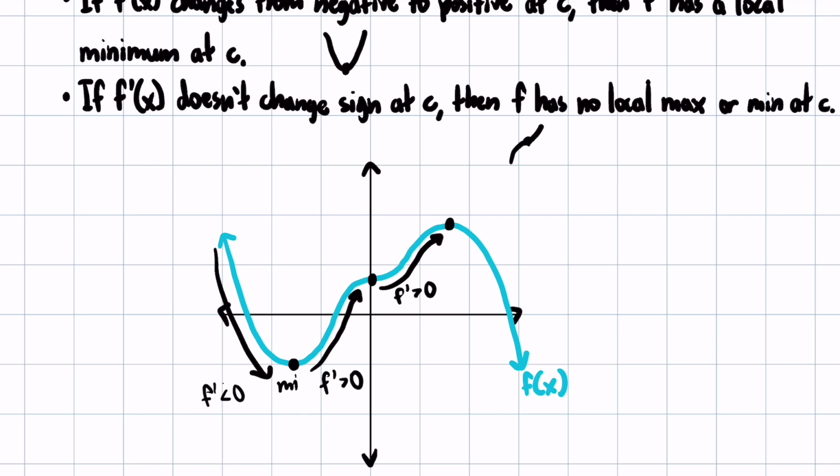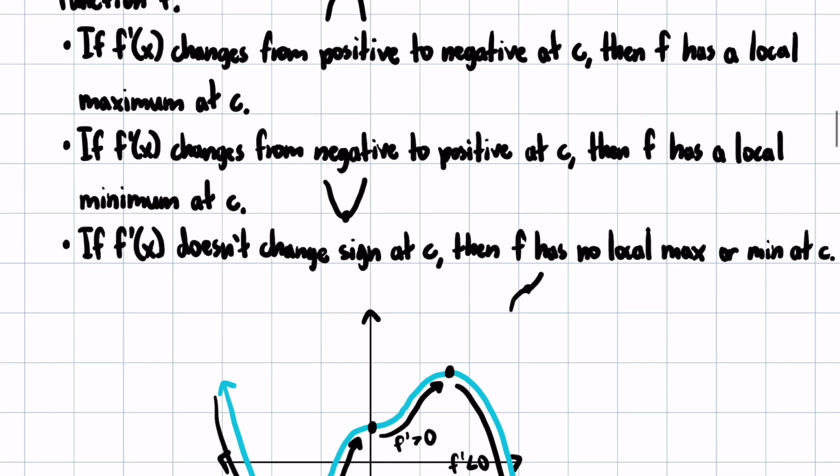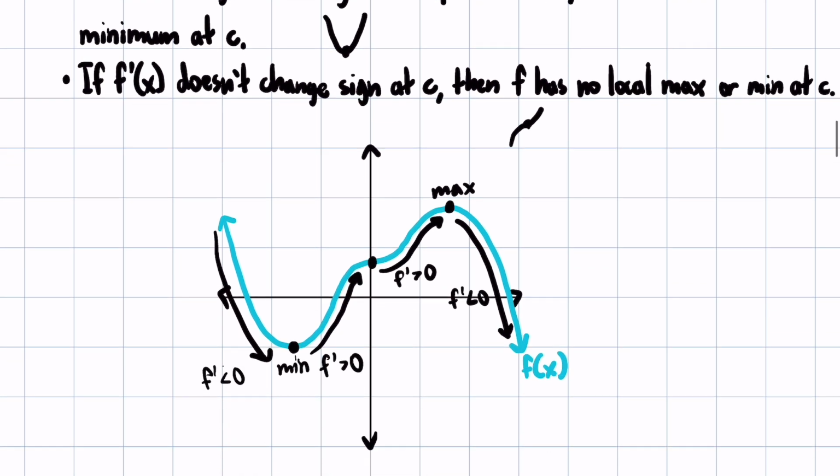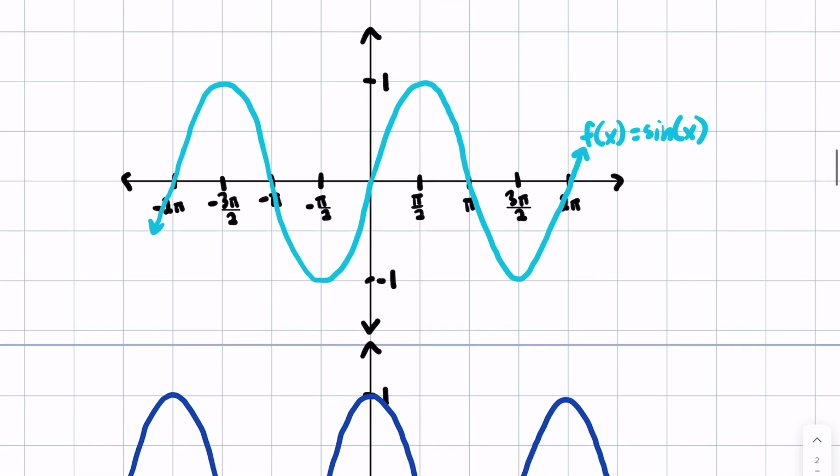So we have a minimum, we have nothing. And then for our last point, we go from f prime being positive to, okay, f is decreasing, which means f prime is negative. So by the first derivative test, we're going to have a maximum here. All right, let's try another example.